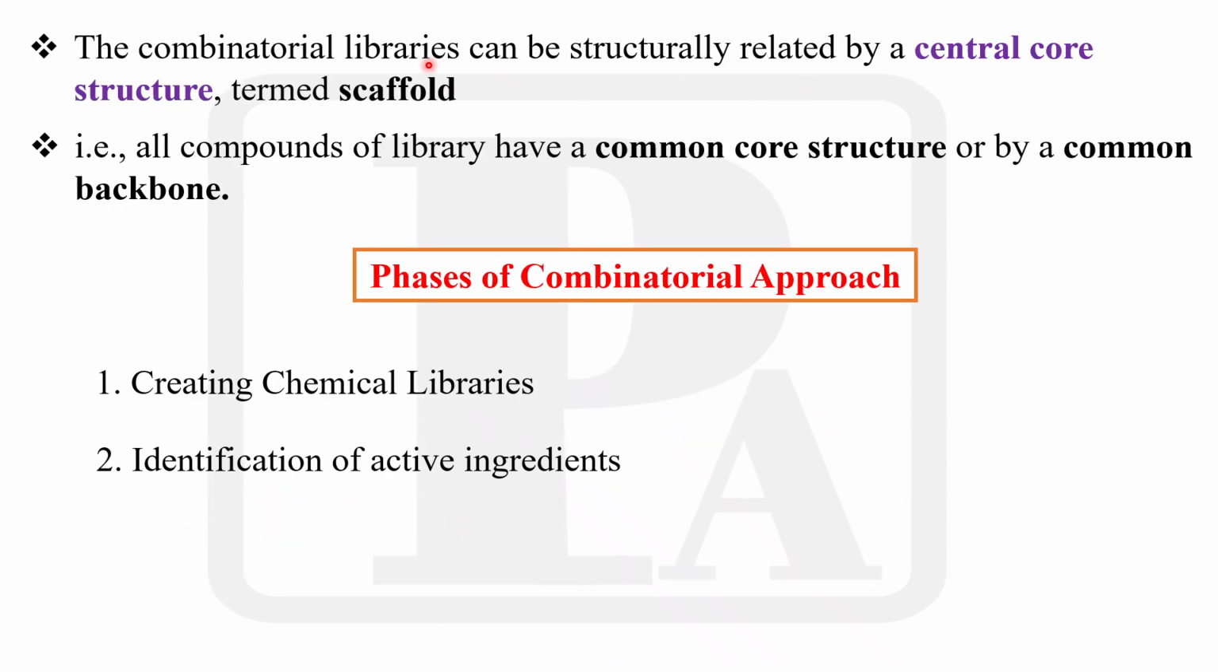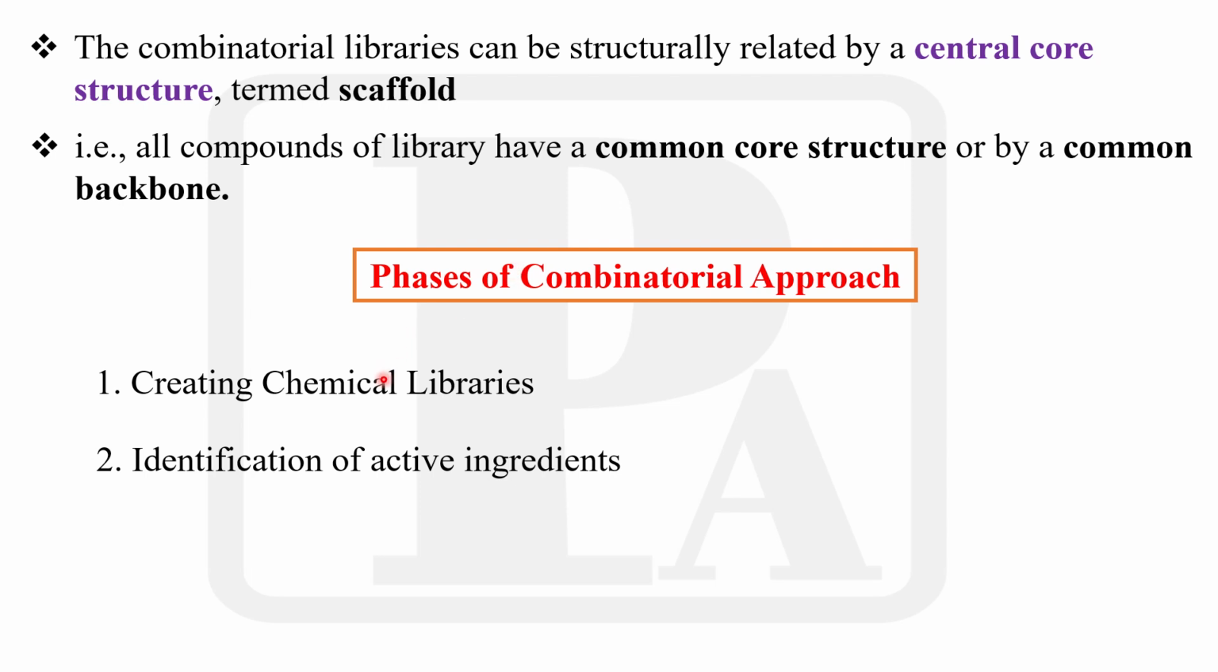This chemical library or combinatorial library has a central core structure, and that can be called a scaffold, otherwise called a common core structure or a common backbone. So what is it? Central core structure, common core structure, or common backbone, and that can be called a scaffold. Now we'll see the phases of the combinatorial approach.